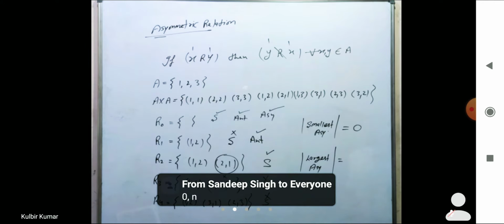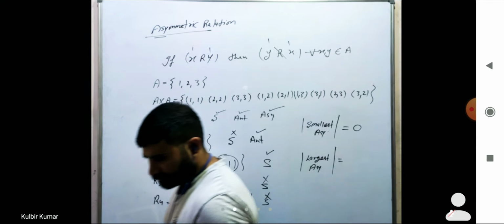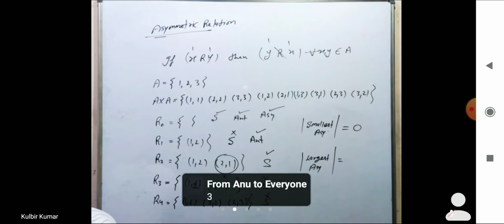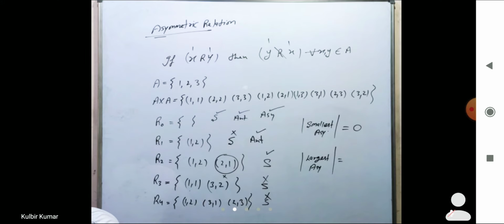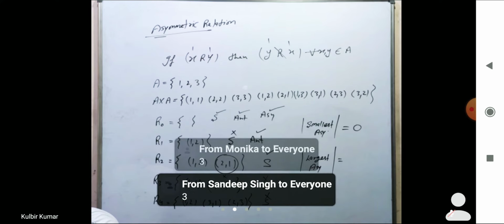And what about the largest asymmetric relation? What will be the cardinality here? It is n, and I think it is not correct. n is not the correct one. Exactly n की फॉर्मेट में नहीं बतानी है मुझे, इस एग्जांपल के अकॉर्डिंग बता दो क्या रहेगी. Anu is saying 3, maybe it may be correct. Sandeep 3, Monica 3.